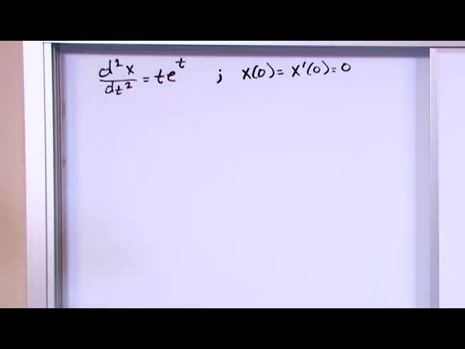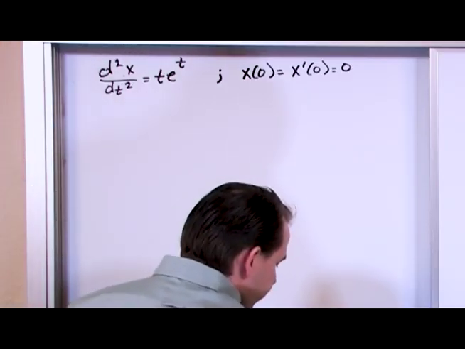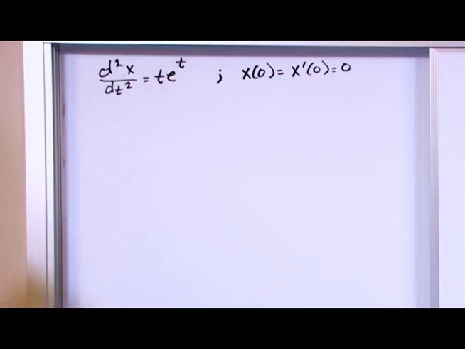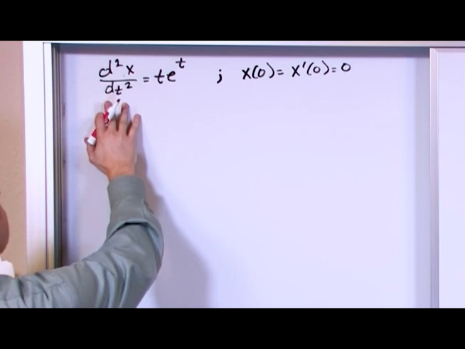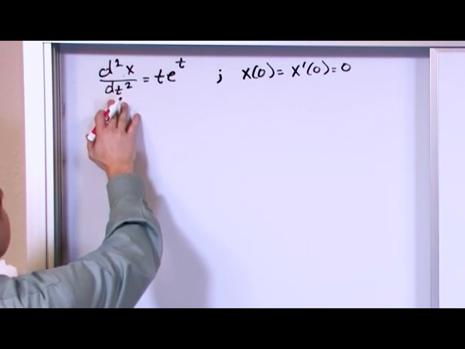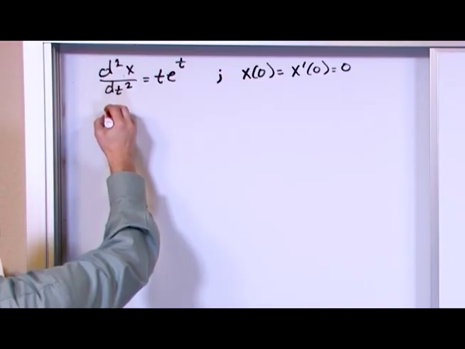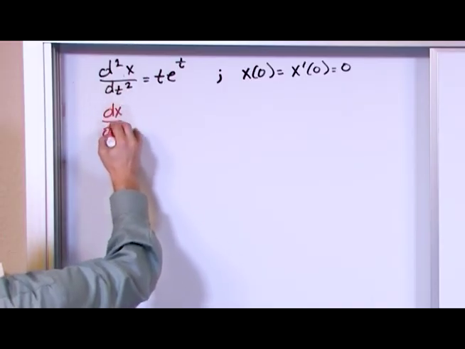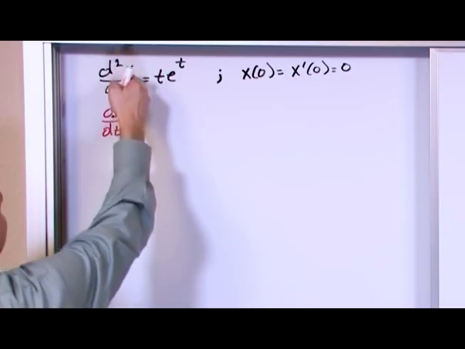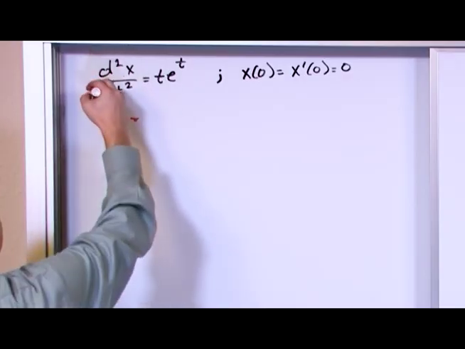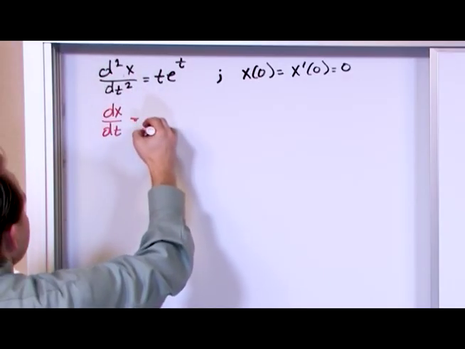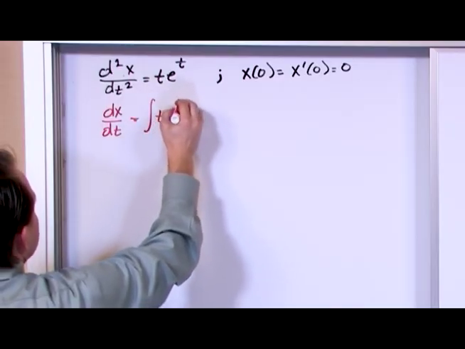So the first thing you do when you look at a differential equation is say, I have this derivative over here and I have this function of time over here, so I could just simply integrate that, which is how we've done all these problems. So let's try it. We're going to integrate this. When we integrate the left-hand side, we end up with the first derivative with respect to time. And on the right-hand side, we still need to do the integration of t times e to the t.